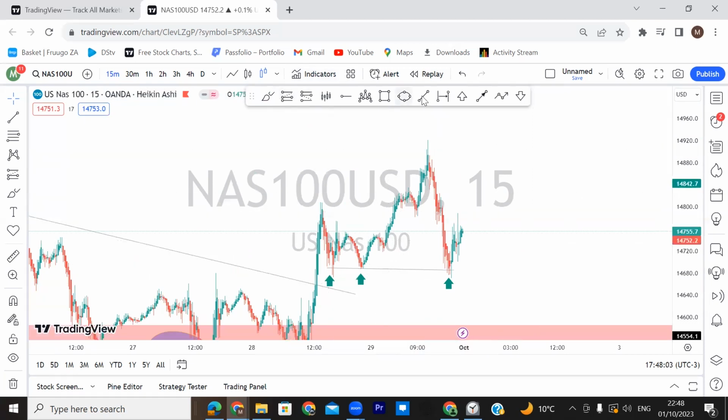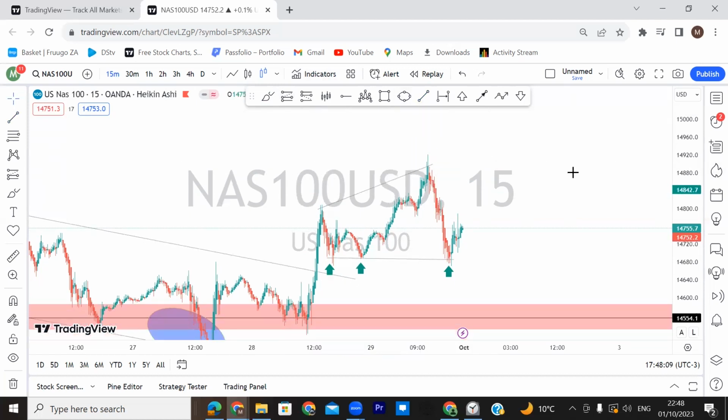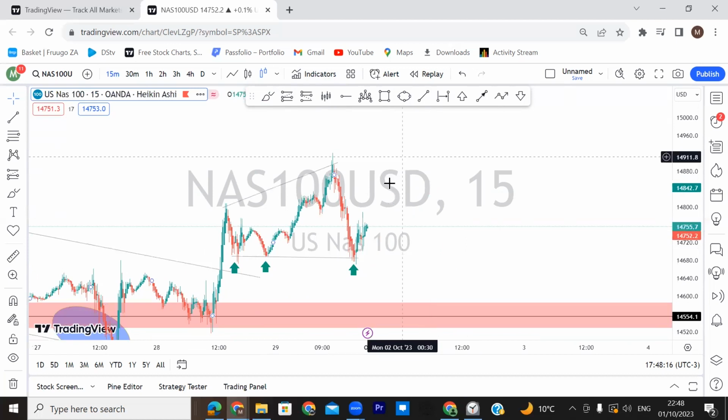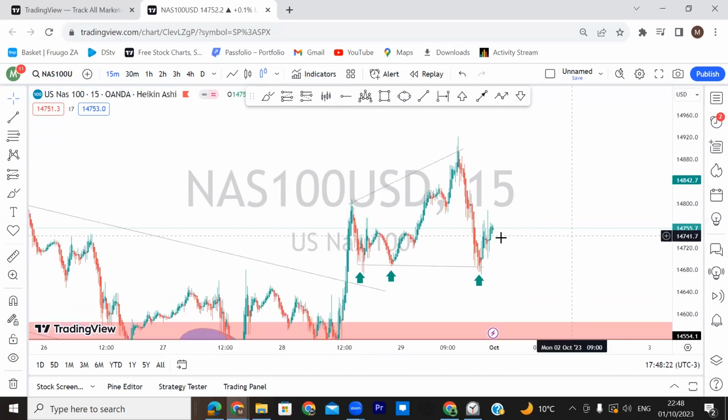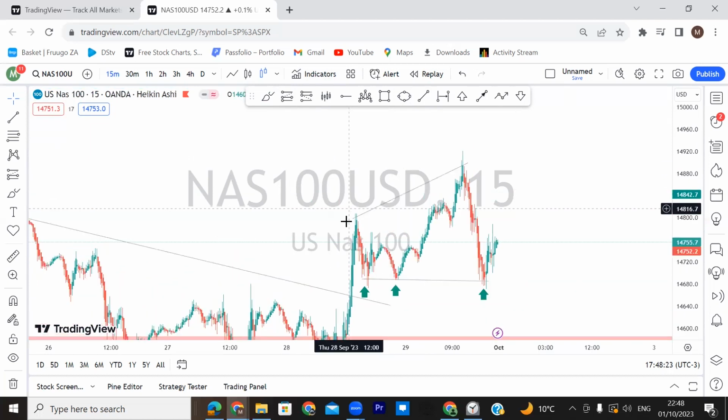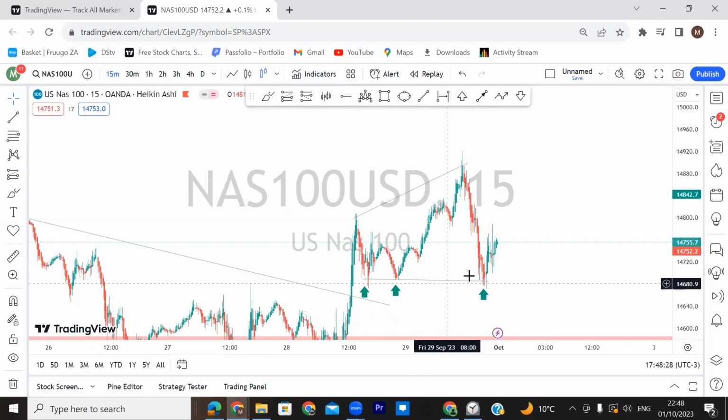So with this correction, you can also draw your resistance, but it doesn't really matter. The only important part is the support, since we are buying, so we're looking to buy from the support. And in the case of a sell, you will look to sell from the resistance. So for now, we're going to focus on the support.